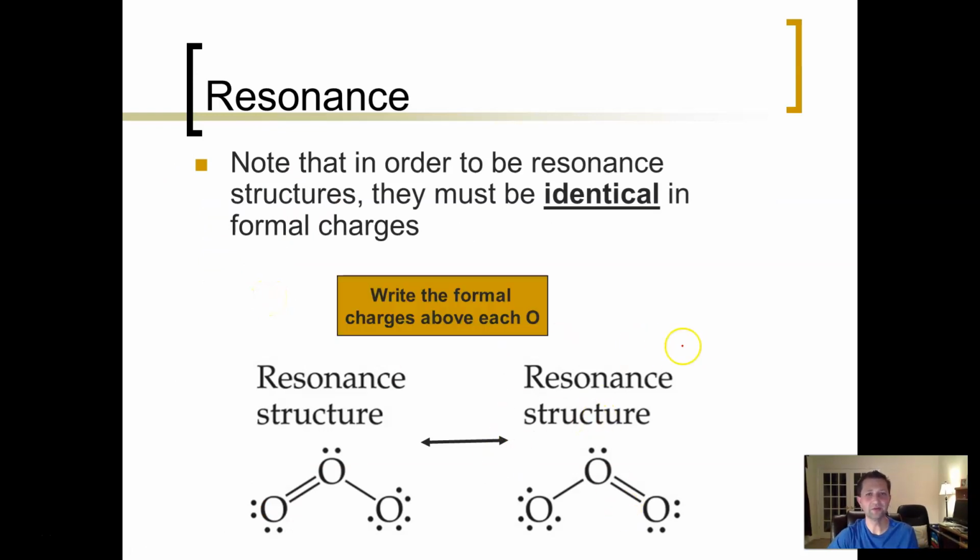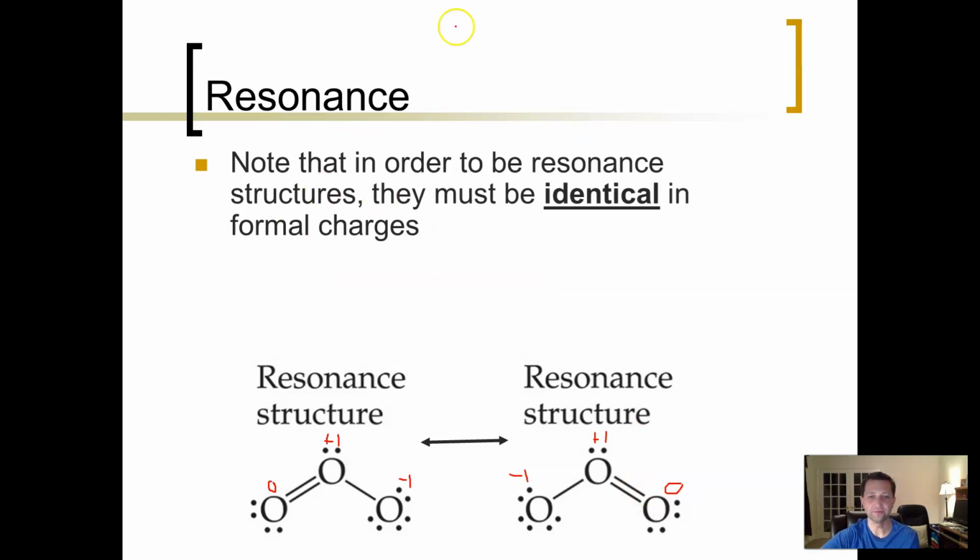So note that in order to be resonance, they have to be identical formal structures. Students make this mistake all the time. Once I teach resonance, they go crazy with resonance on everything. Cannot do that. If you write the formal charges above the oxygens, you'll notice that they're the same on both structures. So we have a formal charge of 0, a positive 1, and a negative 1. Notice how we add up to 0 because it's a neutral structure. Same thing over here. Our negative 1 is here, our positive 1 is here, and our 0 is here. Okay? Formal charges are identical.